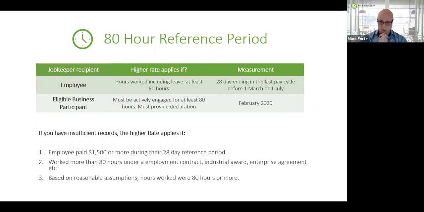So just going back to the word leave, the higher rate applies if hours worked including leave includes at least 80 hours. So what does leave mean? It means annual leave, long service leave, personal leave, sick leave, employer paid parental leave, but not government paid parental leave. So basically, you include all that leave, and that's part of those 80 hours as well. It also can include overtime as well. So the key concept about the 80 hours is the actual amount of hours worked during your reference period.